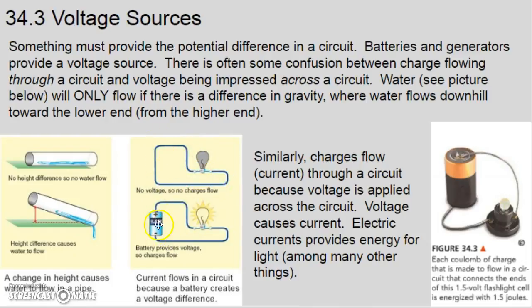But as soon as I hook it up to a 1.5 volt battery, you have the chemical potential. It's like lifting up this tube of water, and the water is going to move here. By hooking this up to a voltage potential, you're going to get current to flow through here. So current flows in a circuit because a battery creates a voltage difference. So similarly, charges flow, which is what current is, through a circuit because voltage is applied across the circuit. Voltage causes current. Electric currents provide energy for light, among many other things.